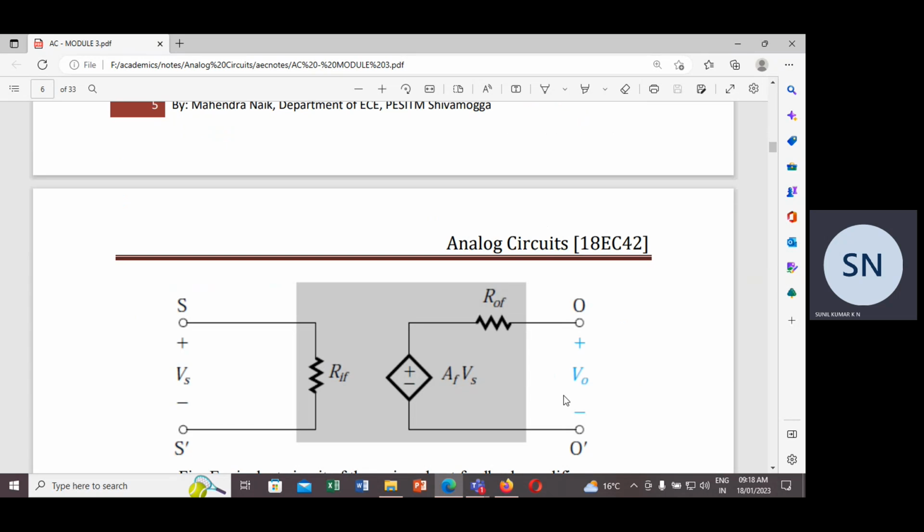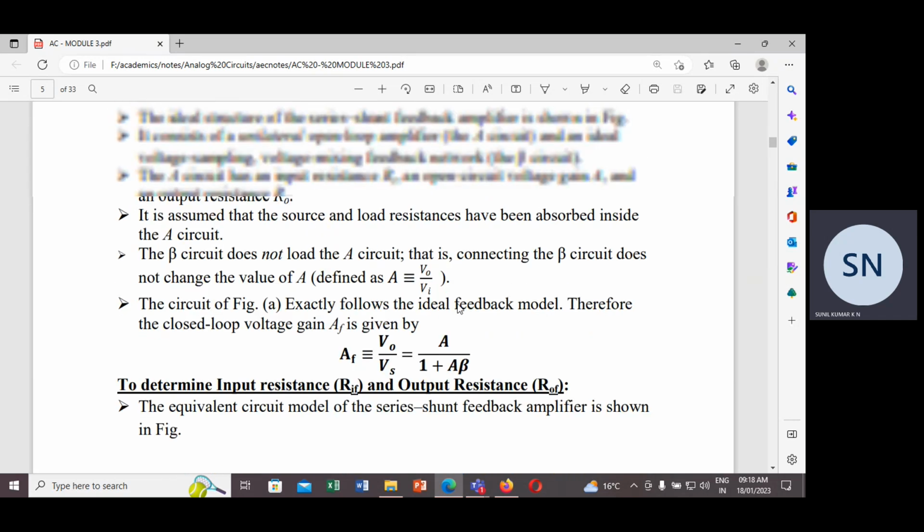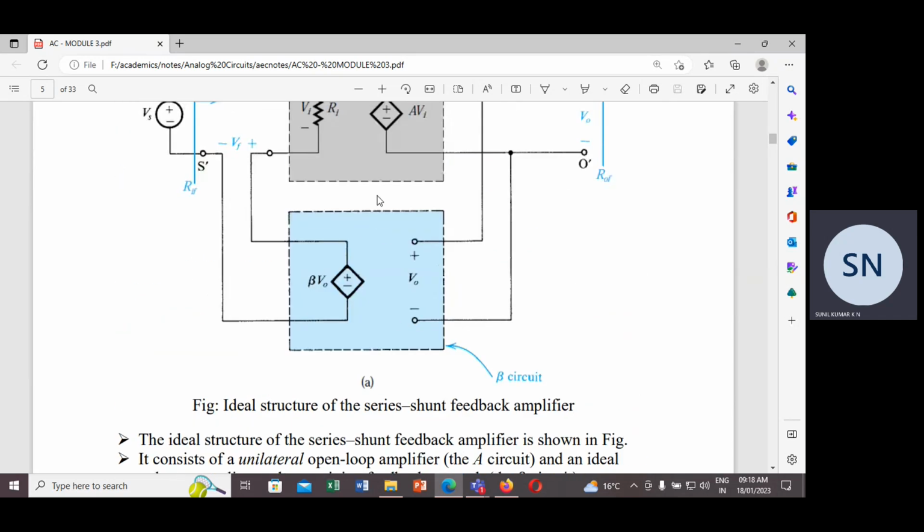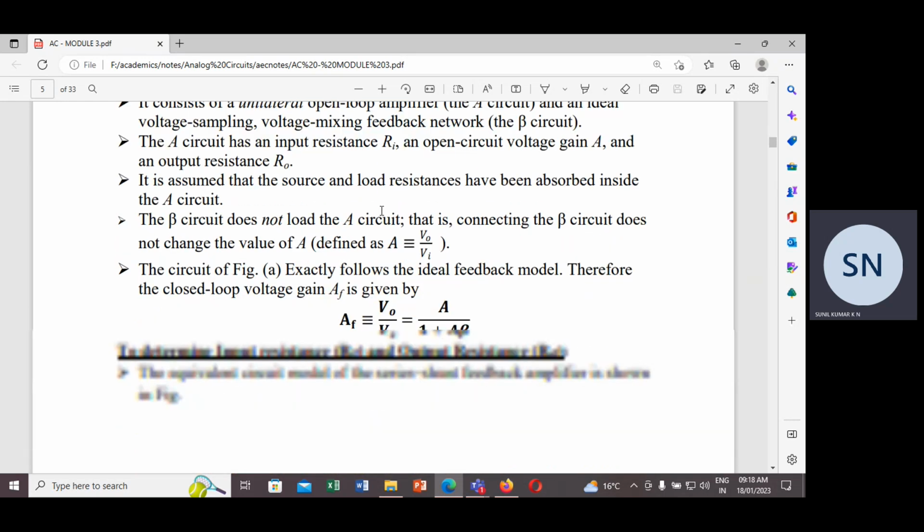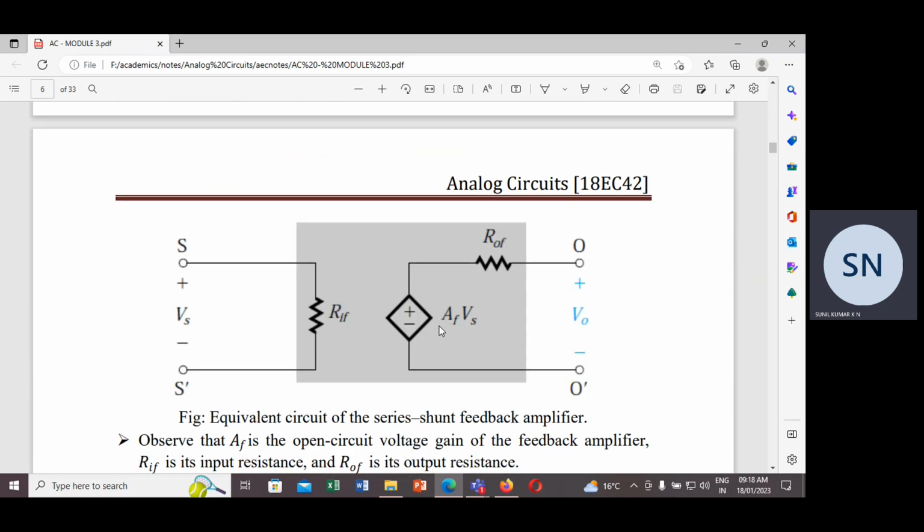And here, the output resistance with the feedback amplifier we are going to calculate as R0F, that is output resistance with feedback. Since on employing the feedback circuit the gain is going to be modified, that gain is called the closed loop gain, or negative feedback gain. It is denoted as AF times Vs. So whatever input signal Vs is given, it is going to be amplified by a factor of AF because of negative feedback, and this is what ROF and RIF.